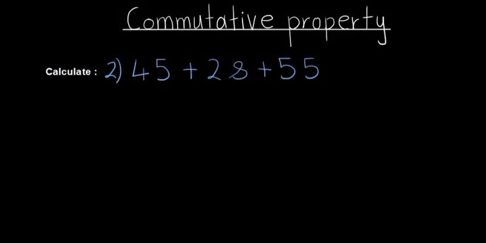The commutative property of addition is simply an ordering property of addition. So in this question, we are going to use the ordering property of addition to help us add these numbers easily. So that means we have to change the order of these numbers. So first, we'll flip the 28 and the 55.